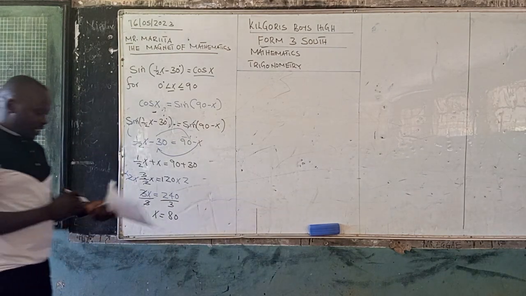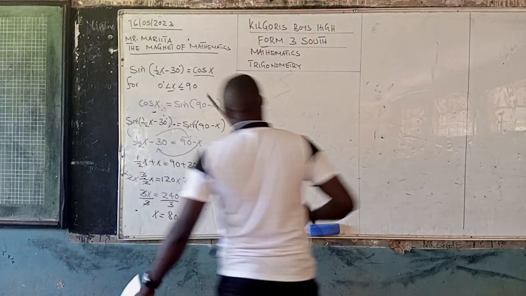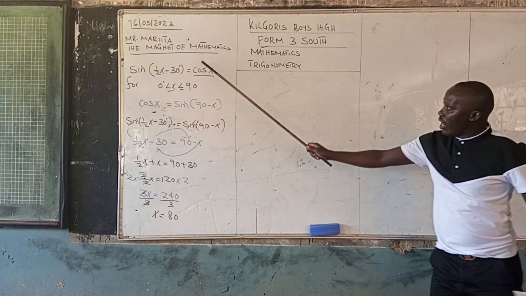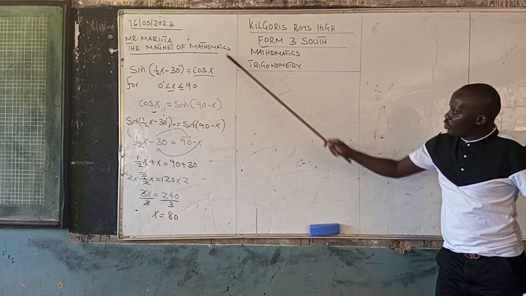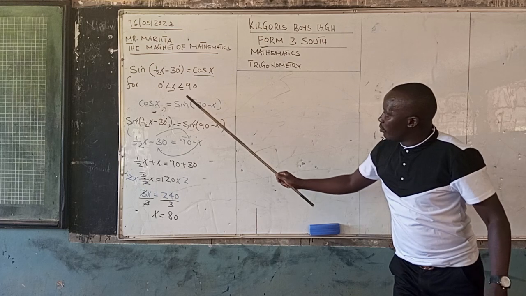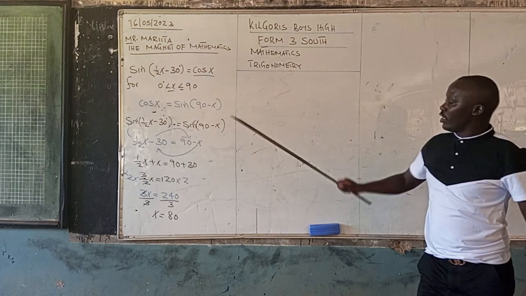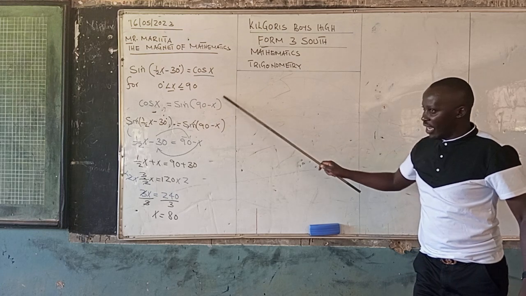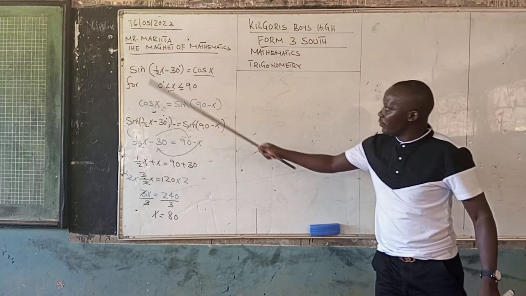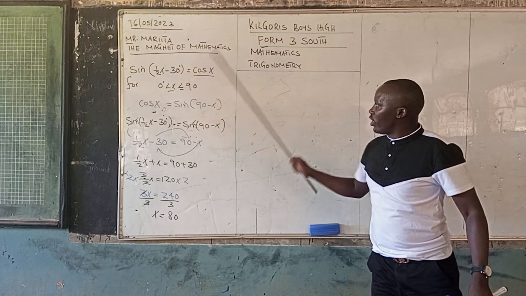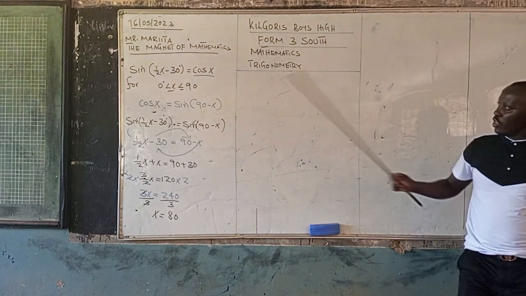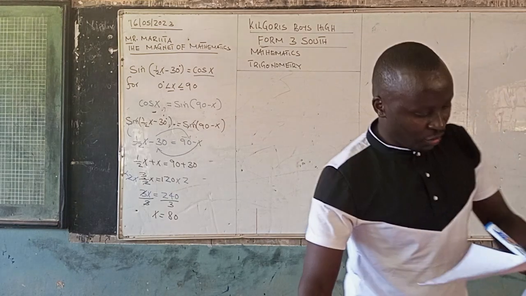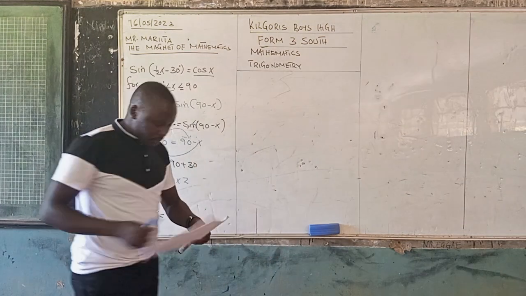The main thing you need to understand in this problem is that when we have sine x, we have cos x. You can express cos x in terms of sine: cos x as sine 90 minus x. Then instead of having cos x, you will have 90 minus x. From there, you will be able to find the value of x.